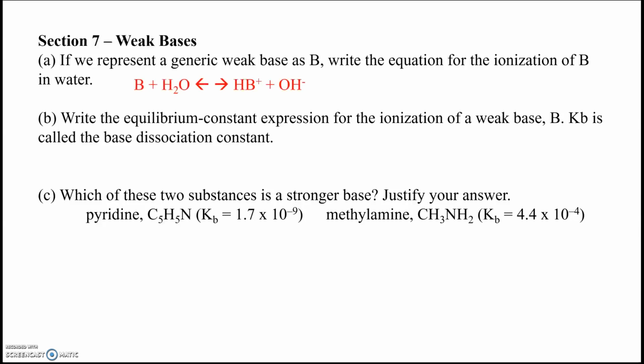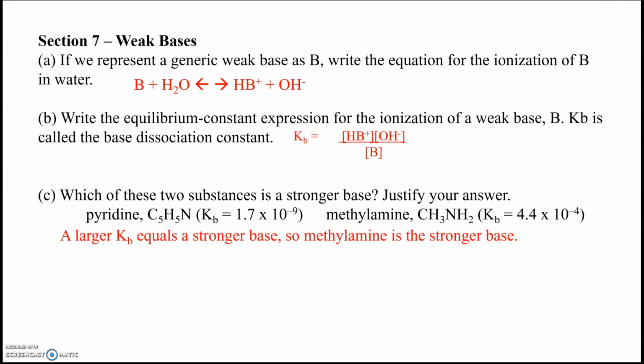B plus water reacts to form HB plus and OH minus. When we write our K expression, we get [HB+][OH-] over [B], leaving out, of course, the water. And we're asked to determine which of these two substances is the stronger base. A larger Kb equals a stronger base, so our methylamine is the choice for the stronger base.